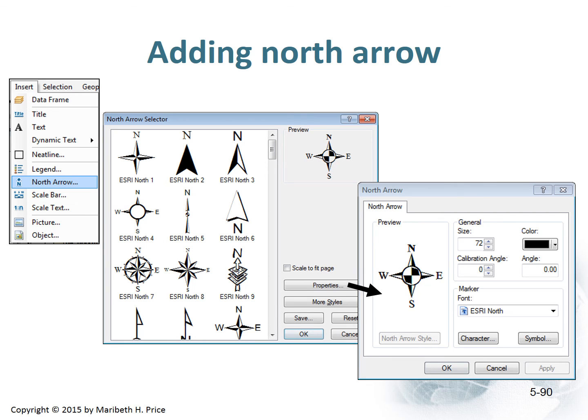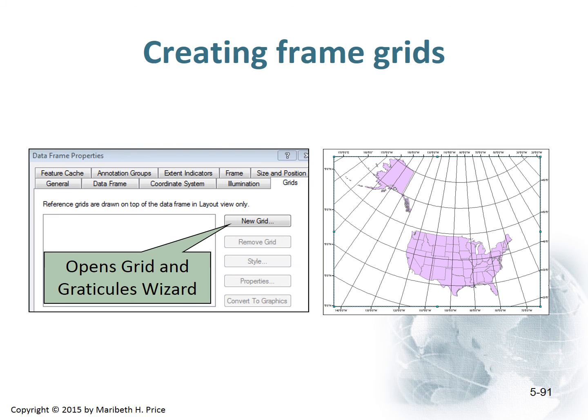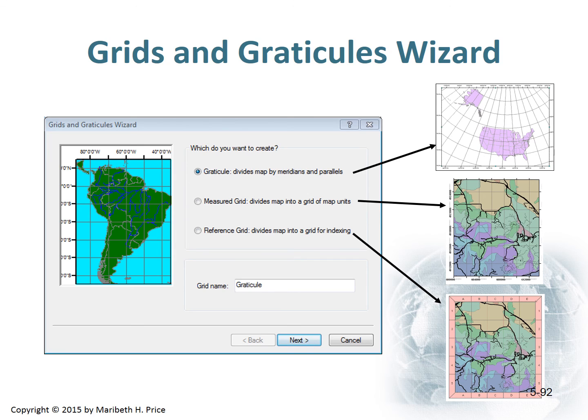And then there's north arrows. You can select any one of a number of ones simply off the insert tab. You can add the graticules as well with the wizard. And you can divide it by meridians or parallels, and you can measure, there's just different ways you can do it, whatever sets up for the thing that you want.